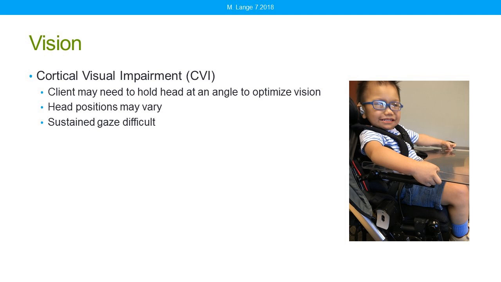Another challenge for people who have CVI is sustained gaze. Sustained gaze is a real challenge for people with CVI. So we either need to program a pretty short activation time if we're doing dwell, or pursue some other options. Again, I work with a lot of people who have CVI. Some of them are able to use eye gaze. Many of them just can't quite do it right now, and we need to look at other options.